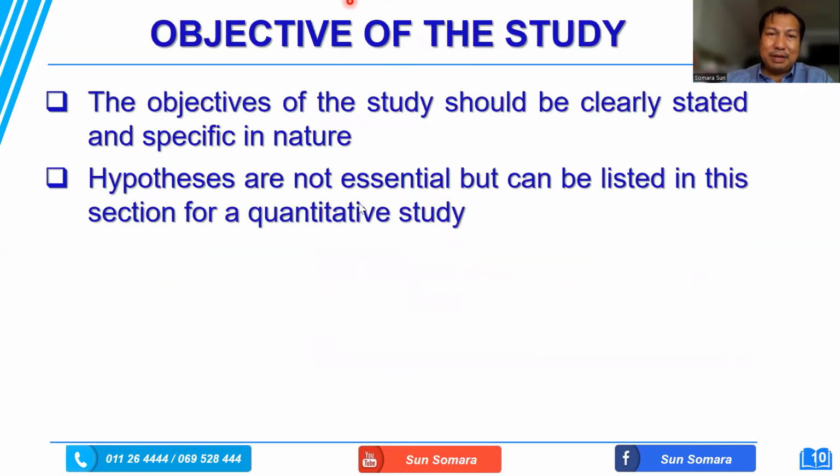So about the other part, the objectives of the study, we can say the objectives of the study should be clearly stated and specific in nature. Similar to your lesson number 2, right? It's not very different there, but it needs to be stated clearly and specific in nature. Hypotheses are not essential, but can be listed in this section for a quantitative study, like what I have discussed so far in the content.